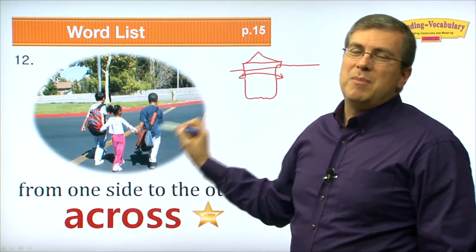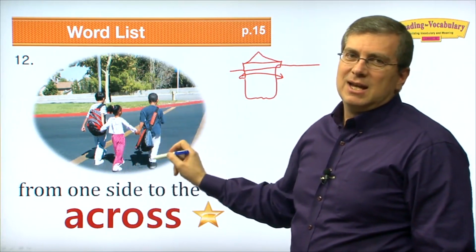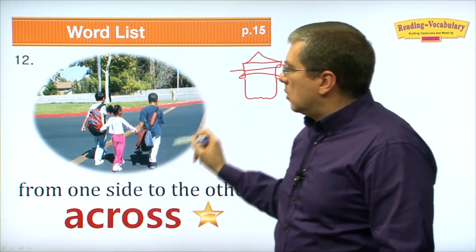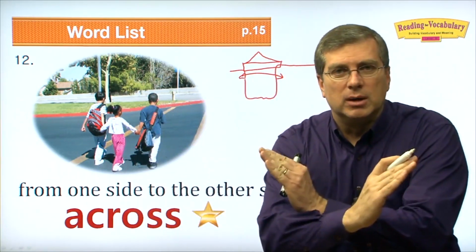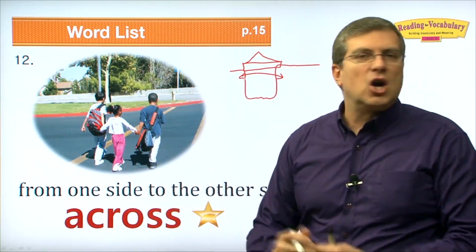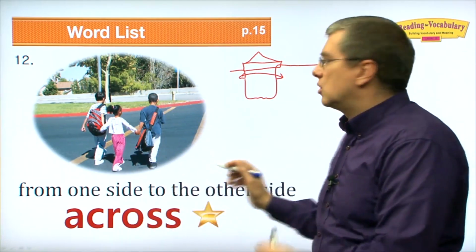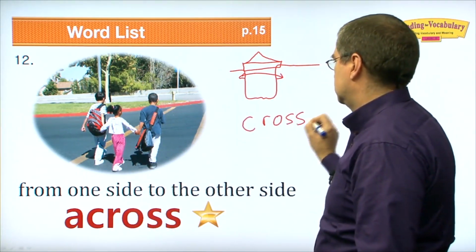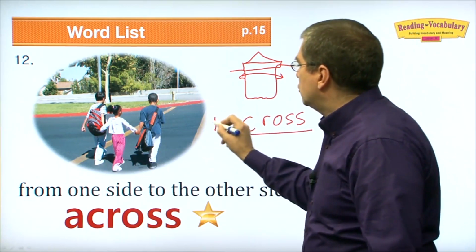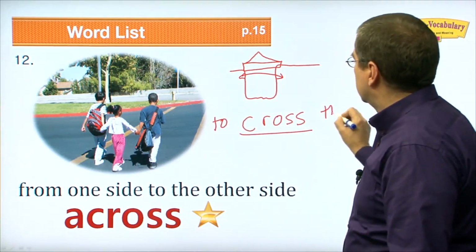Be careful. Many students make a mistake. They say these children will across the street. Across is not a verb. These children are not acrossing the street. These children are crossing the street. To cross the street.